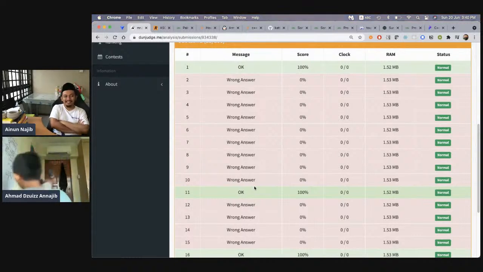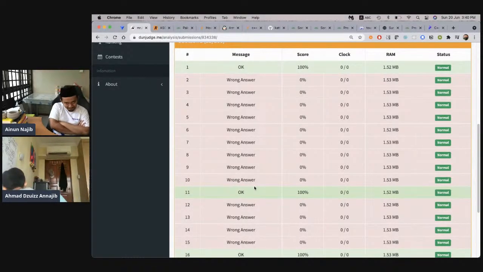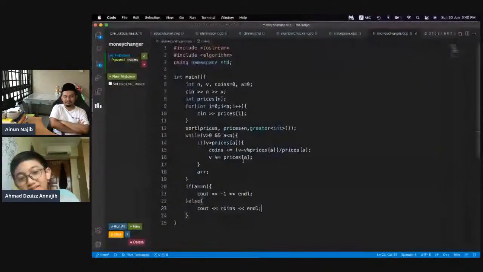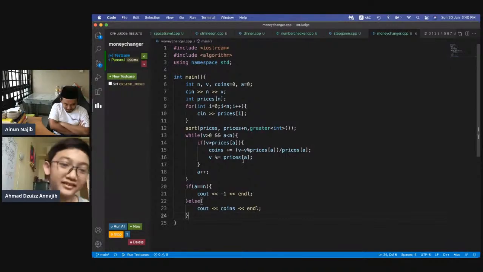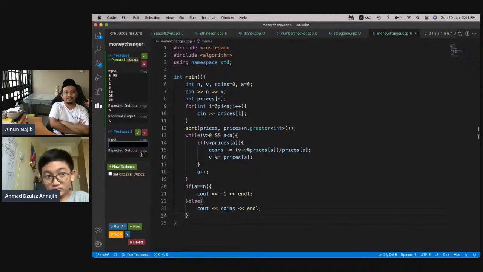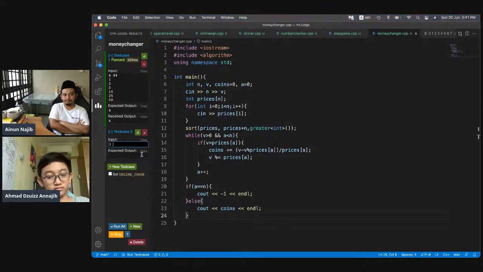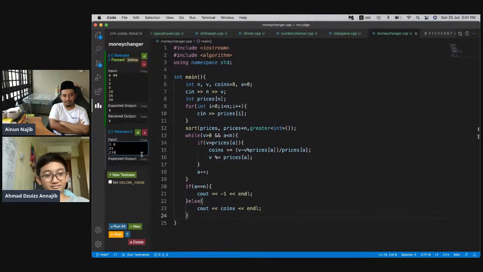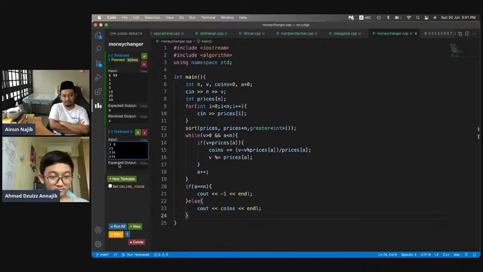Okay, now time for you to find the bug. No! Why? I don't understand. Okay, I'll give you a test case. 3, let's say 8, and then enter. You found a bug already? What are you doing? What is that then?